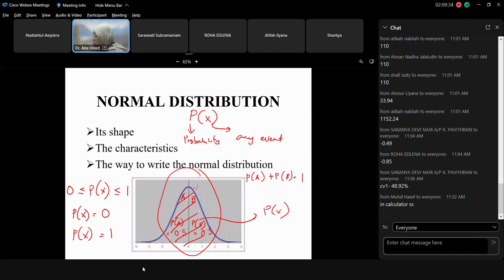So what I want you to do, on page 43, I would like you to include this explanation I just mentioned, for you to draw the area under the curve and also the probability for area A and also area B.